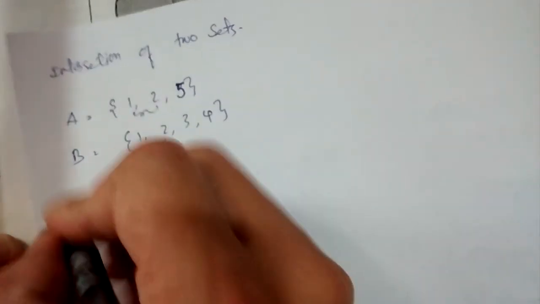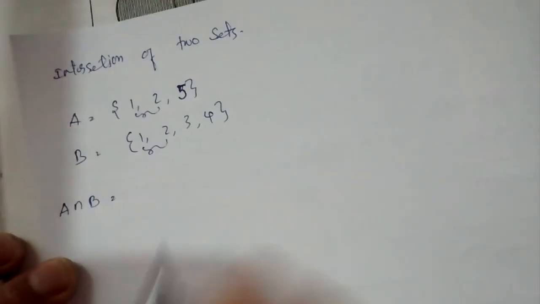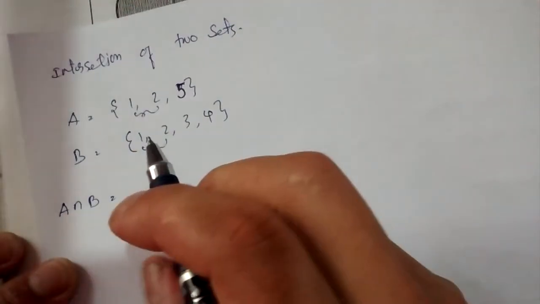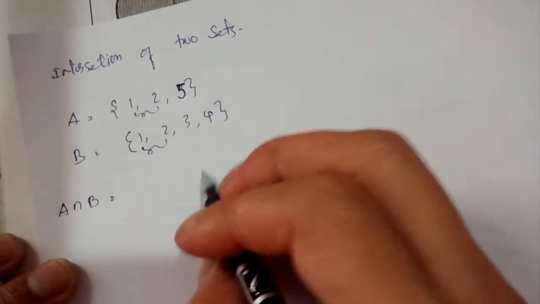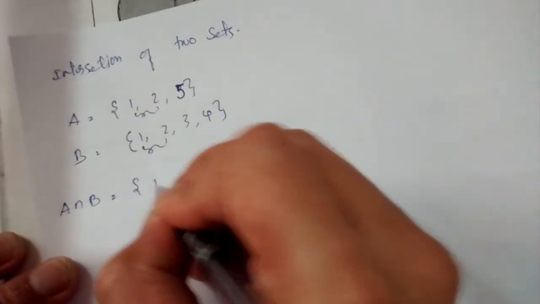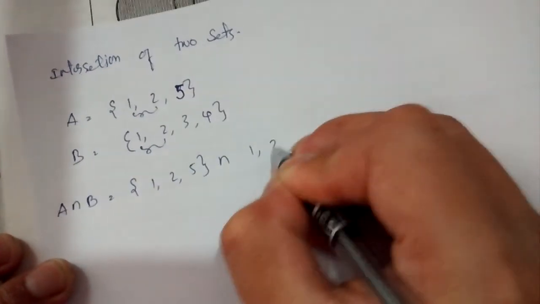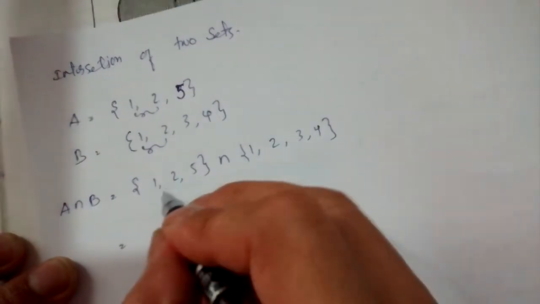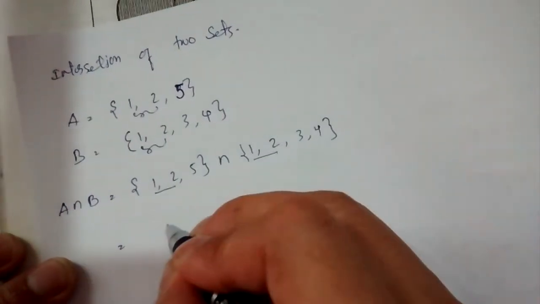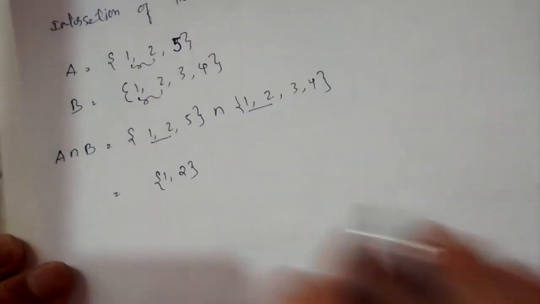So how do you write it? A intersecting B means overlapping. So which elements overlap each other? 1 and 2, right? In both the sets. So let's say 1, 2, 5 intersecting with 1, 2, 3, 4. So what are the elements that are intersecting? 1 and 2. So it will be 1 and 2. Okay, so this will be the answer.